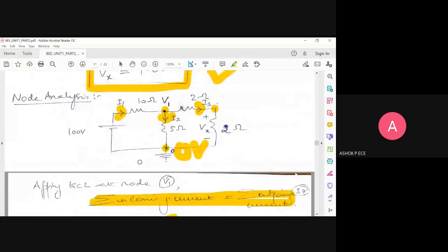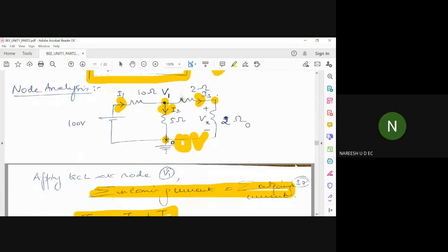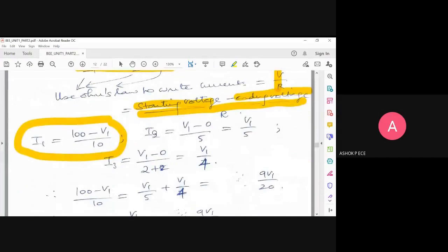Now we will write the equation for I2. See where I2 is flowing. I2 is flowing from V1 to ground, which is 0. So what should be the expression for I2? V1 minus 0 by 5. So I2 equals V1 minus 0 by 5, which is simply V1 by 5.